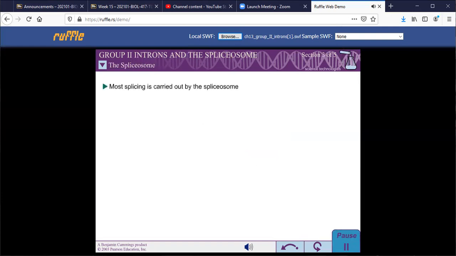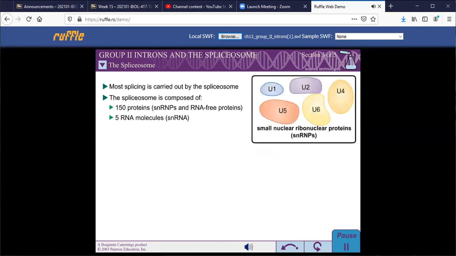For almost all introns, splicing is carried out by a huge complex called the spliceosome. This complex is composed of 150 proteins and 5 RNA molecules called small nuclear RNAs. Each of these RNA molecules is complexed with several proteins to form complexes called small nuclear ribonucleoproteins, or snRNPs.